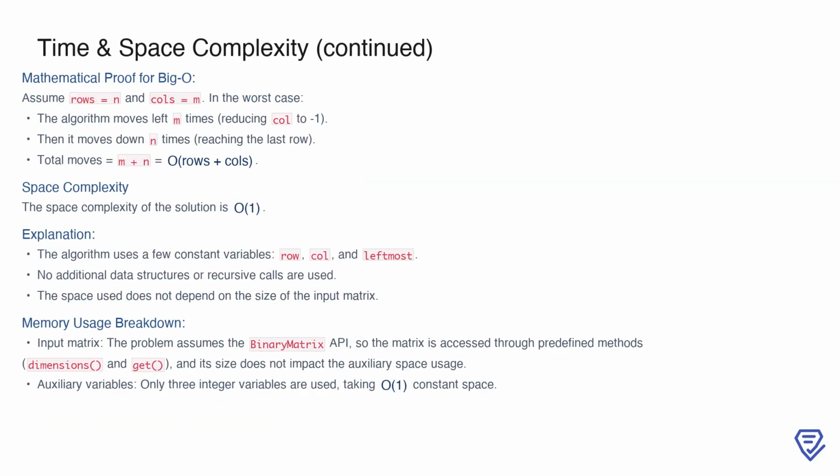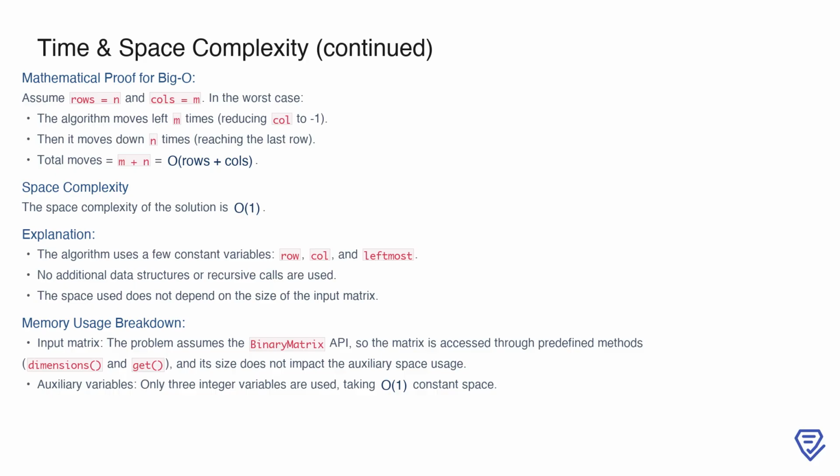To further understand why the time complexity is O(rows + cols), consider this mathematical proof. Assume the number of rows is n and the number of columns is m. In the worst case, the algorithm first moves left m times, traversing all columns until the column index becomes -1, and then moves down n times, reaching the last row. Combining these moves gives a total of m plus n, which simplifies to O(rows + cols).